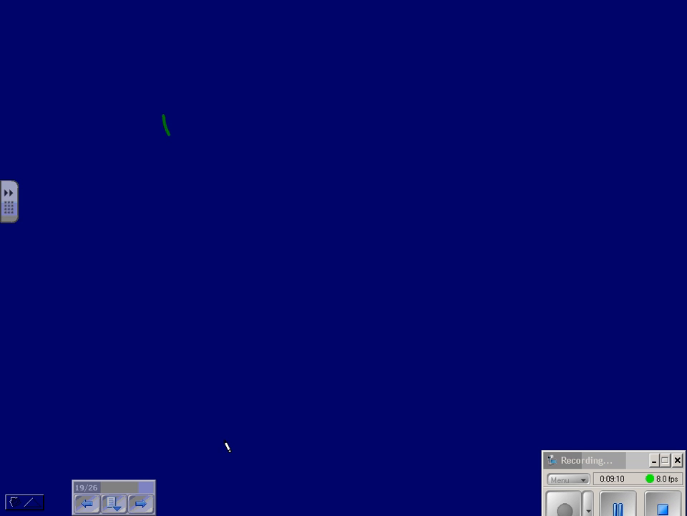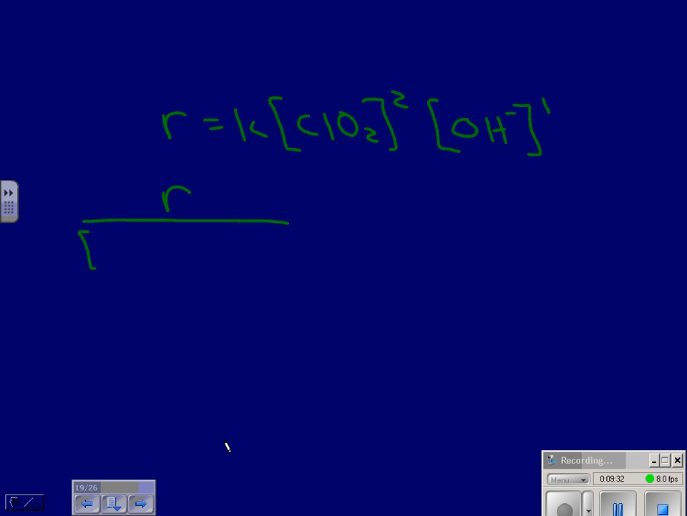So now I know that rate is equal to some constant K, concentration of ClO2 to the exponent 2, concentration of OH negative to the exponent 1. Doesn't need to be written out, but I put it there just to stress it. Now I'm going to rearrange and solve for K. R over, I'm going to bring these 2 over and underneath, ClO2 concentration squared times the OH concentration to the exponent 1. And that's equal to K.